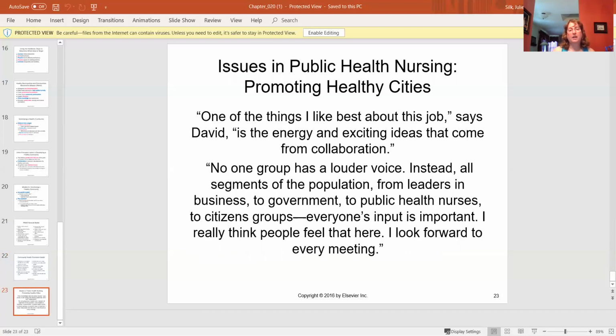All right, and then the last slide here talks about issues in public health nursing promoting healthy cities. So again, they say, one of the things I like best about this job, that David guy we were talking about earlier, says, is the energy and exciting ideas that come from collaboration. No one group has a louder voice. Instead, all segments of the population, from leaders to business, to government, to public health nurses, to citizens groups, everyone's input is important. I really think people feel that here. I look forward to every meeting. So sounds like a great thing, right?